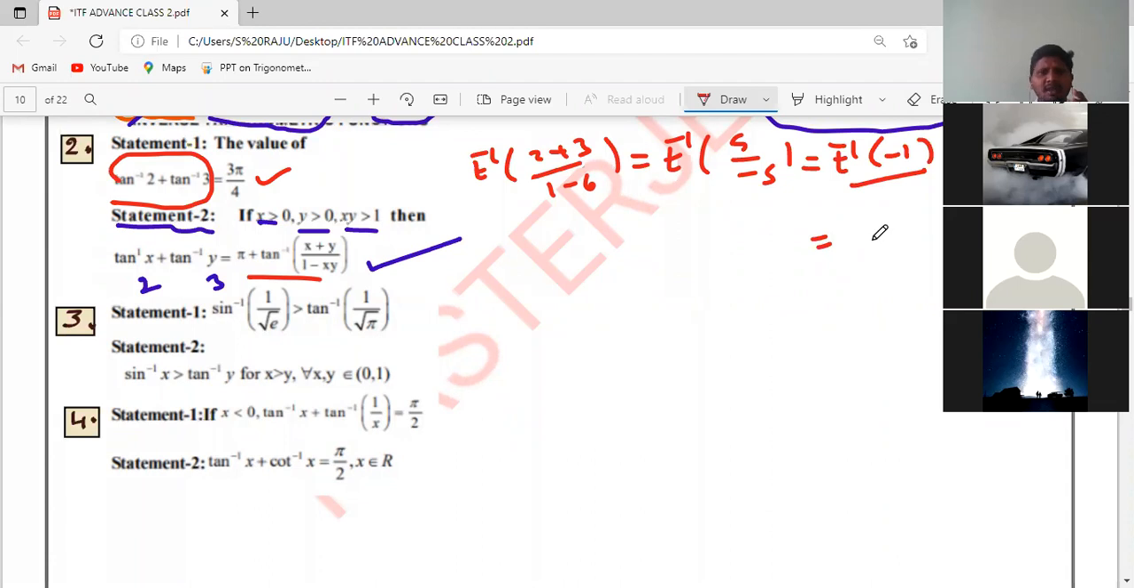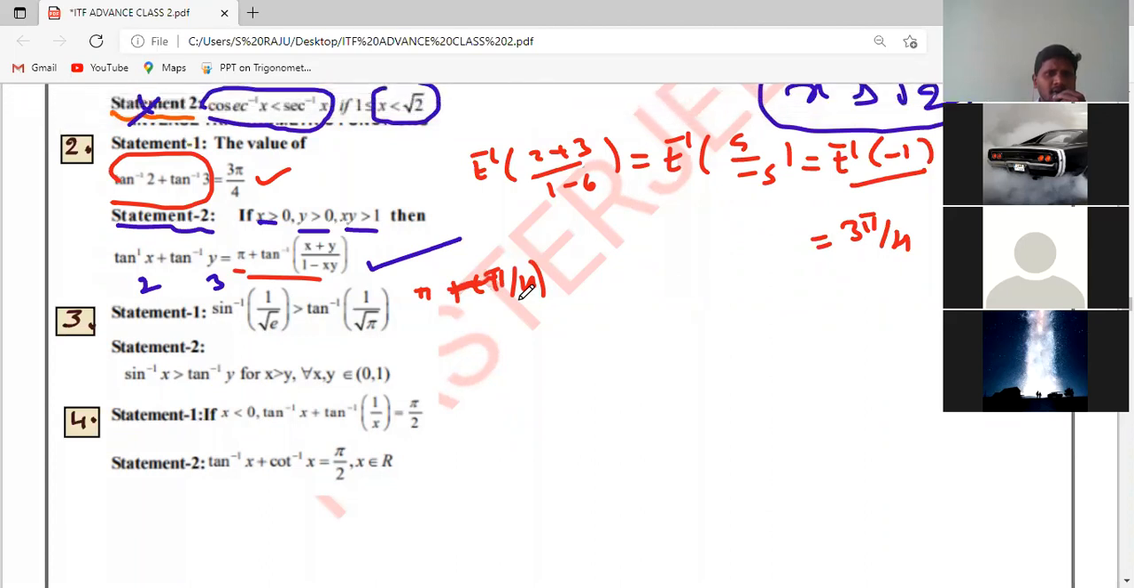What about tan inverse minus 1? 135 degrees, that is 3 pi/4. Even if you apply the property, you are going to get minus pi/4 here, because minus will be there.